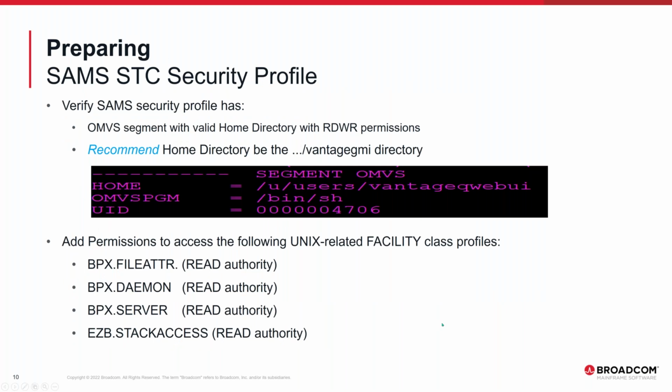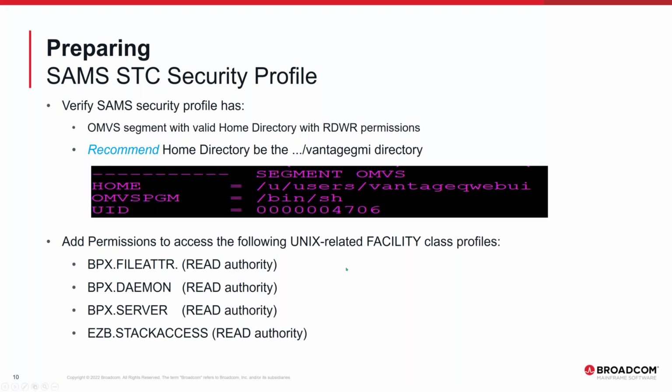So the SAM started task security. There's probably nothing you really need to do to update it, but because typically with 2.5 a lot of security profiles have changed, if it hasn't been updated already, just verify that the profile that's assigned to the SAM started task has a home directory. If it doesn't, then you should ask for one.